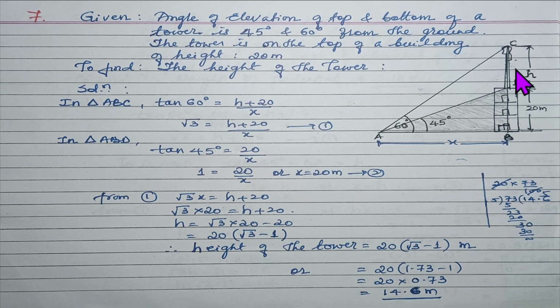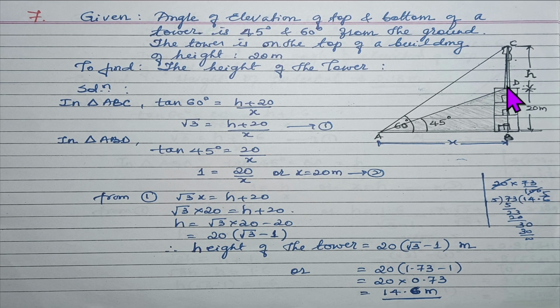So let us understand how to do this. Already I have drawn the diagram here. We have two right angle triangles, ABC and ABD. Now if you take the triangle ABC, then I can relate the distance x with BC by taking tan 60 degrees. So tan 60 degrees is equal to h plus 20 meters. I have taken the height of the tower CD as h here. So h plus 20 meters divided by x, and that is equation number 1.